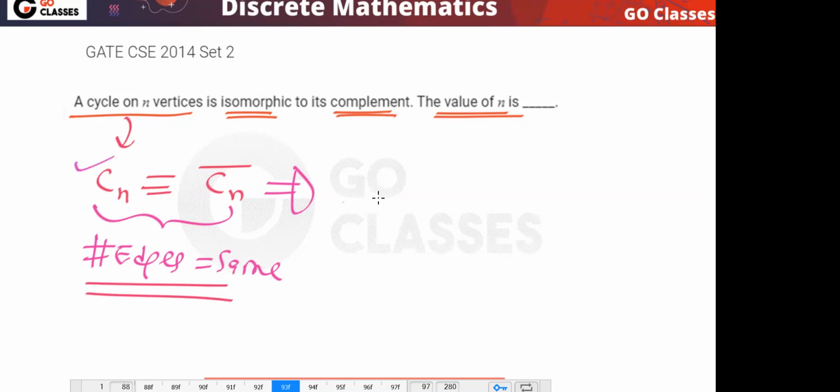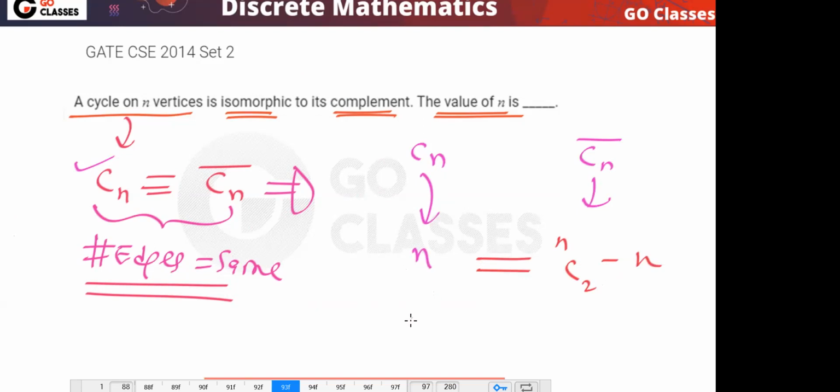What is the number of edges in Cn? In Cn, how many edges do you have? n edges. So what is the number of edges in Cn bar? That will be nC2 minus n. Just put them equal.